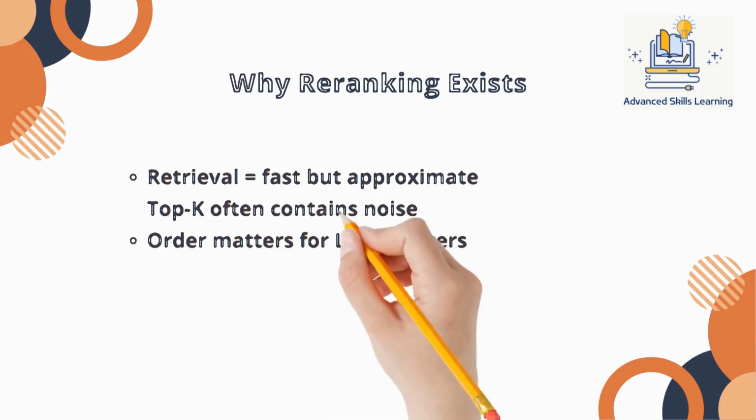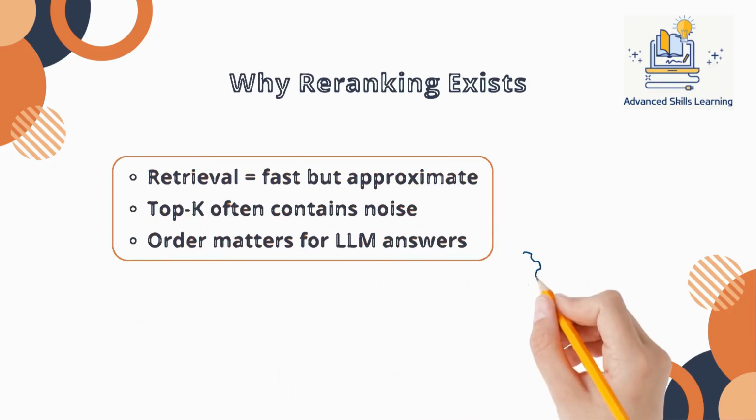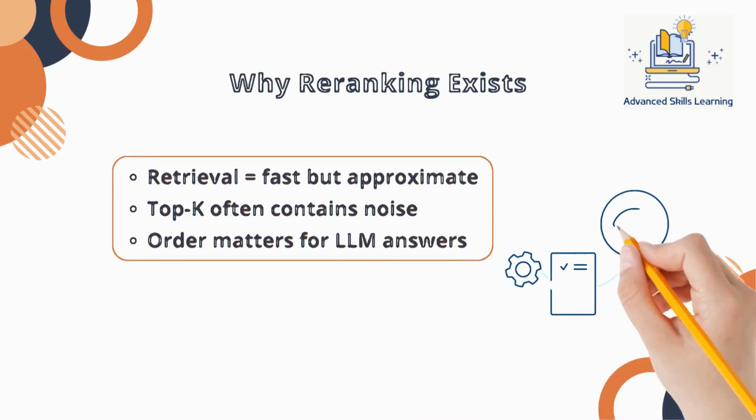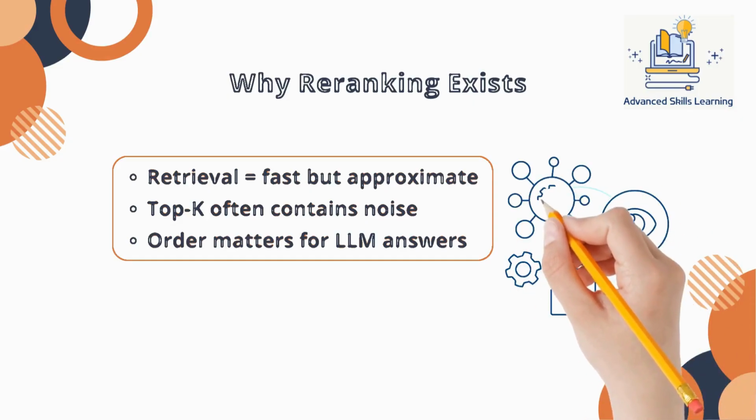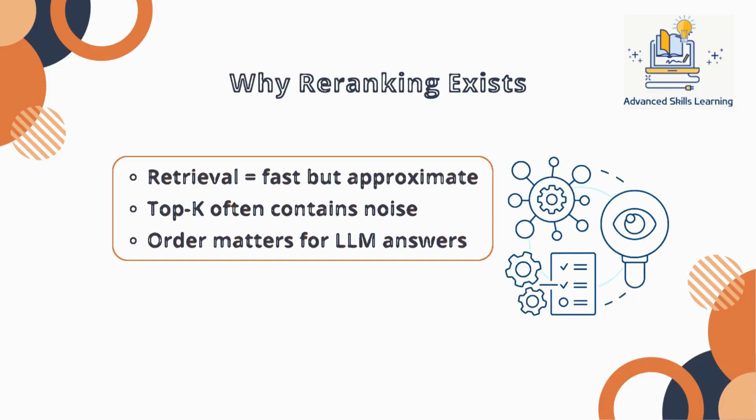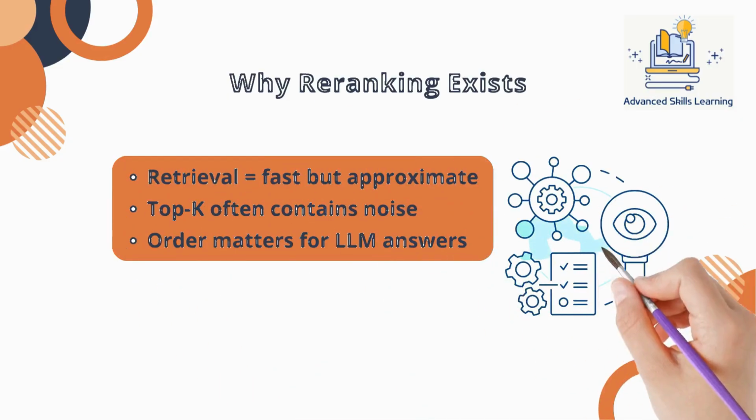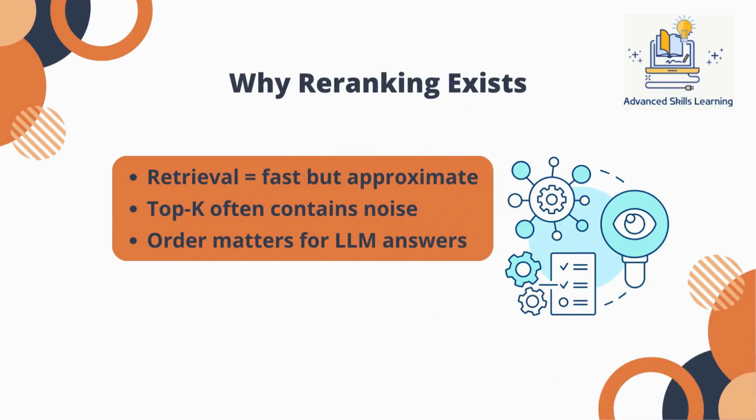And here's the critical part: LLMs are highly sensitive to ordering. If the most relevant chunk is ranked third or fourth, the model may never use it effectively. Reranking exists to fix this gap between similar and actually useful.